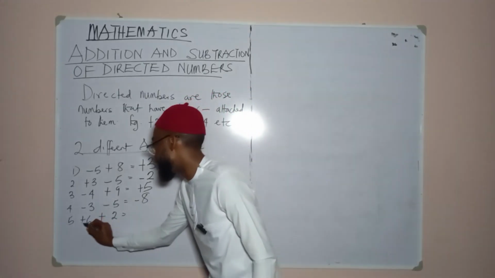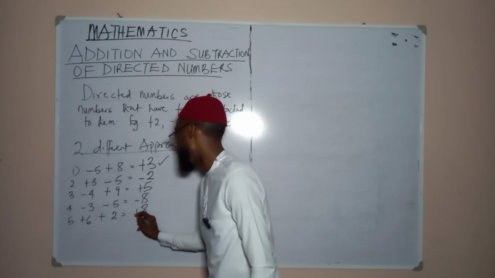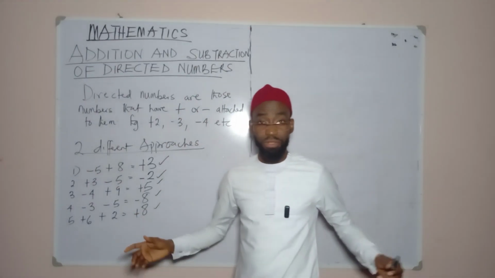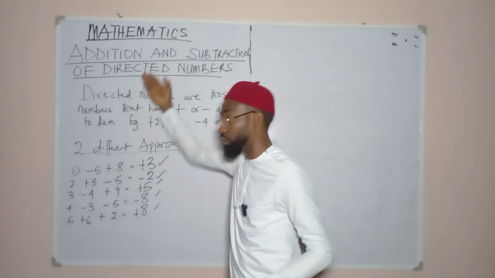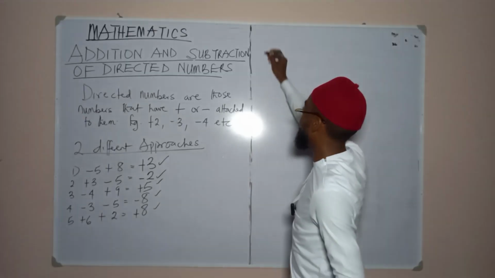In this case, the signs are the same. 6 plus 2 is 8. Choose the sign of the bigger number, plus. You see that it's very simple. No student in primary school level or secondary school level should fail questions on the addition and subtraction of directed numbers. So let's see the second method.